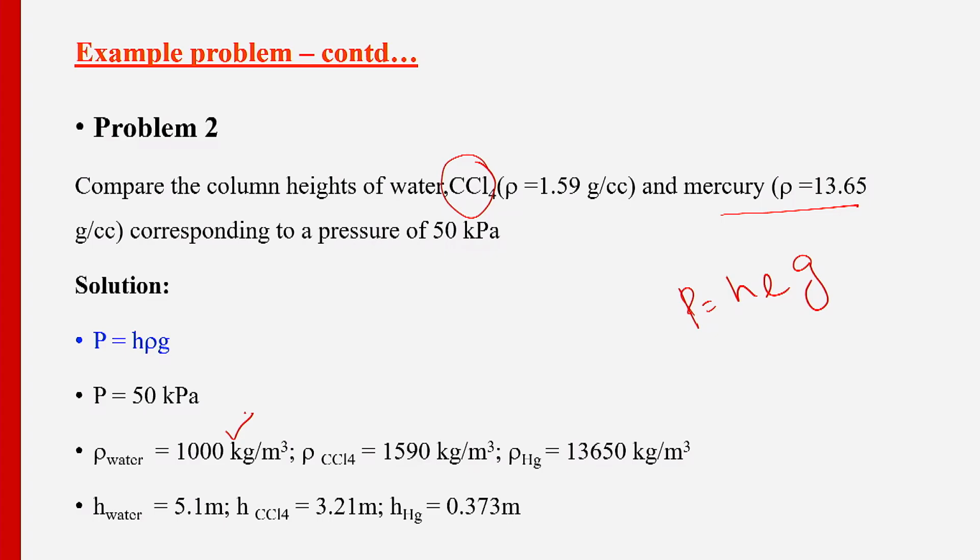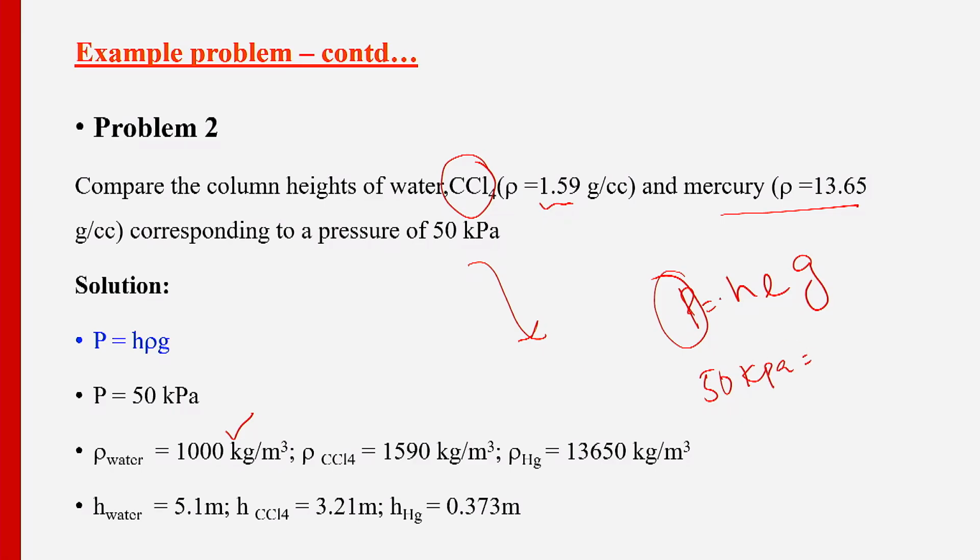The problem already gives 1000 kg per meter cube. Then the density of carbon tetrachloride is 1.59 g/cc, so multiplying by 1000, we get 1590 kg per meter cube. Same way for mercury also. So first we have to get the 3 density values. Once that is done, the pressure is common, the 50 kilopascal.